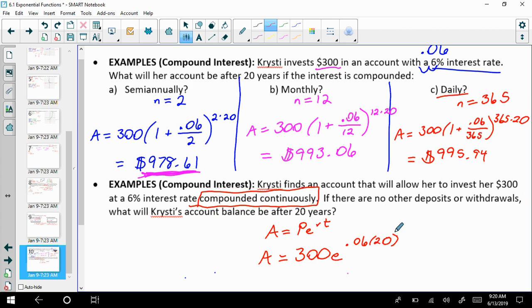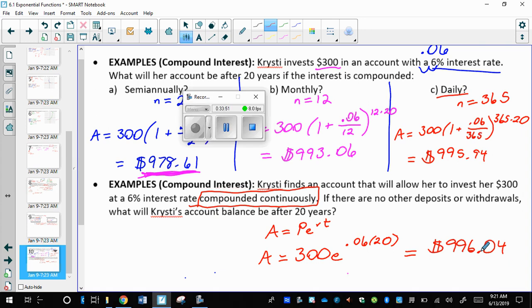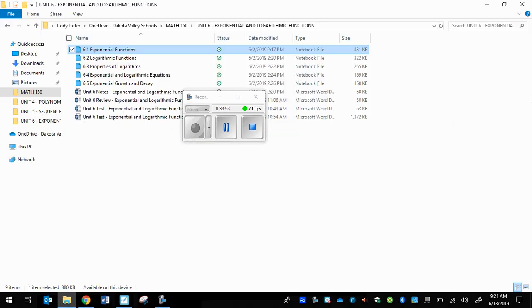So that's what I would want you to try entering in. Use the E button. Don't use 2.72. We want to keep our answer as exact as possible. And if you do this correctly, you should get $996.04. If you are having trouble using the calculator to get any of these answers, please make sure you let me know so we can get it fixed.